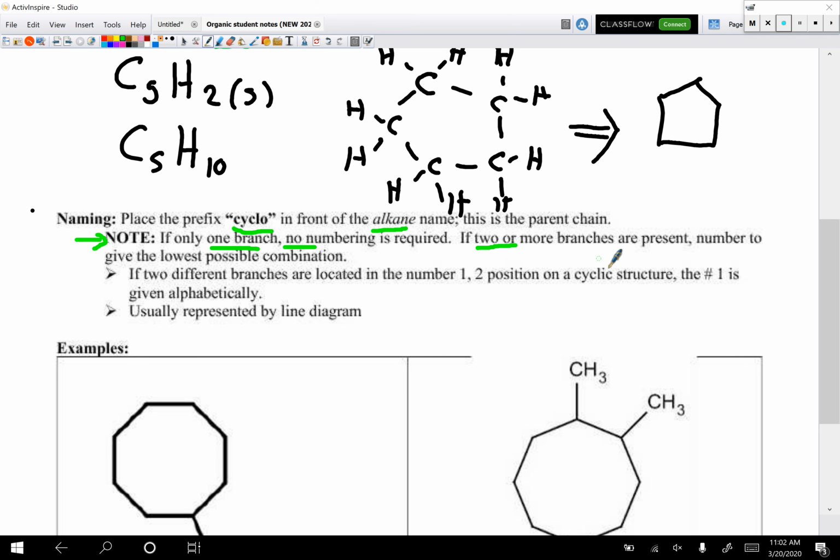Now, if there are 2 or more branches present, we have to number so that we get the lowest possible combination. What that means is that we try to get as many branches on carbon 1 as possible, and then as many branches off carbon 2 as possible. So it's going to be like that: lowest possible combinations. If 2 different branches are located on the 1 and 2 positions, we list them alphabetically, just like we did with our alkanes.